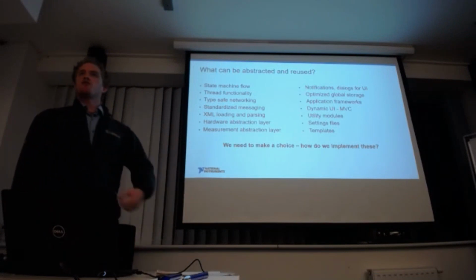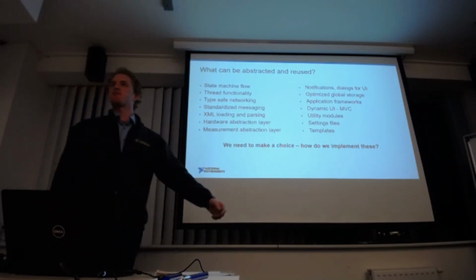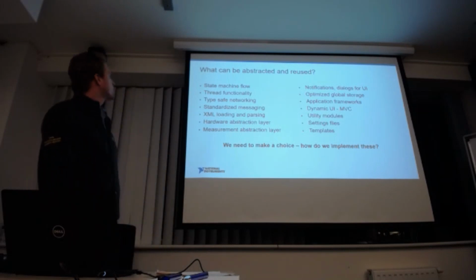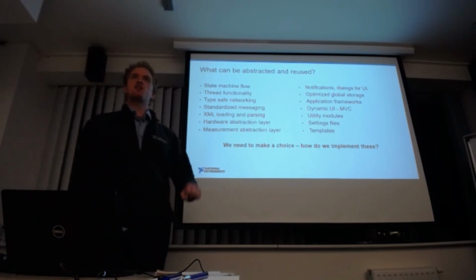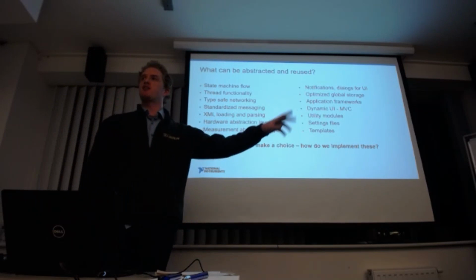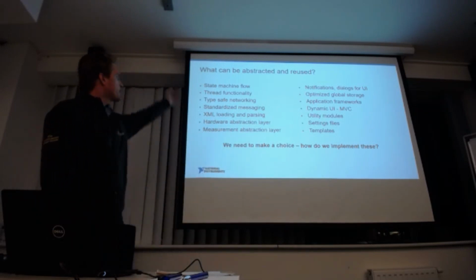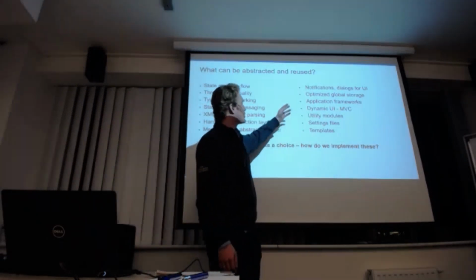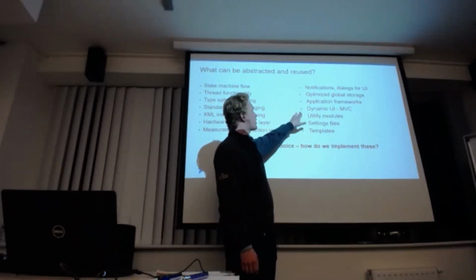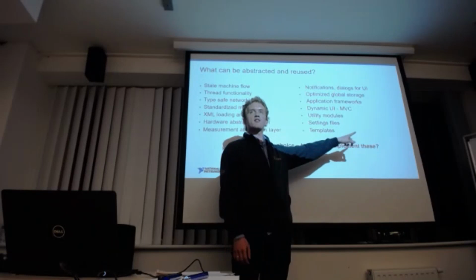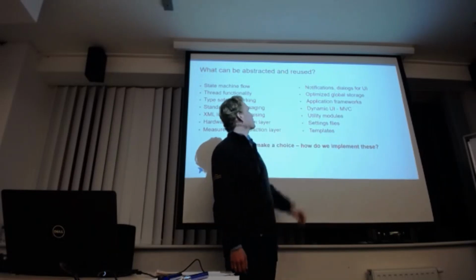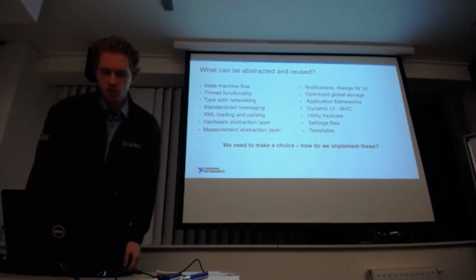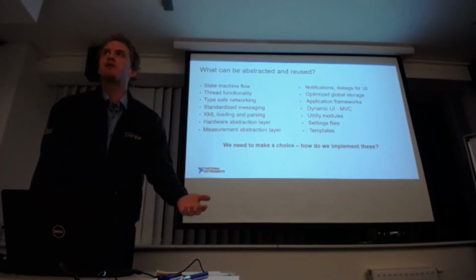The state machine flow for every application is the same, yet I write it over and over and over again. Threading functionality, spawning something asynchronously, over and over again. And the whole list: hardware abstraction layer, measurement abstraction layer, templates, some utilities, dynamic user interfaces, frameworks, all of these things over and over again. So how do we implement these?